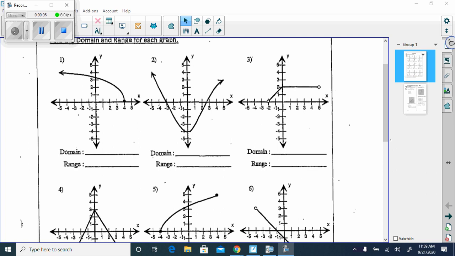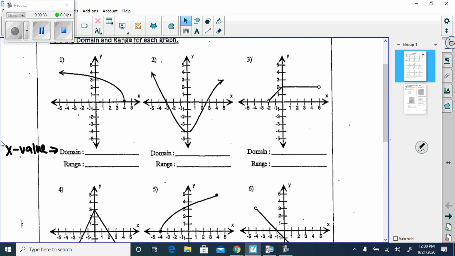Is it our domain, my x or y values? Good. So here are my x values. All right, and x values are on the x-axis, right? So we're only concerned with the numbers on this line right now. So I'm looking left and right.